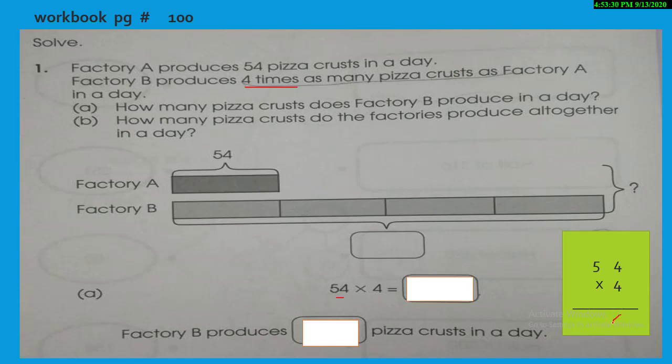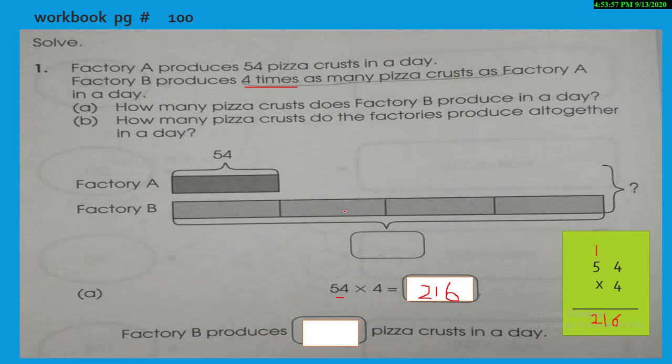4 fours are 16. So you will write down 6 over here, and 1 will be on the top. Okay, now start reading the 4 times table till 5. 4 fives are 20. And when we add 1 in it, our answer is 21. So see how simply we got the answer. Our answer is 216. Okay, so this is the pizzas that factory B is producing in a day.